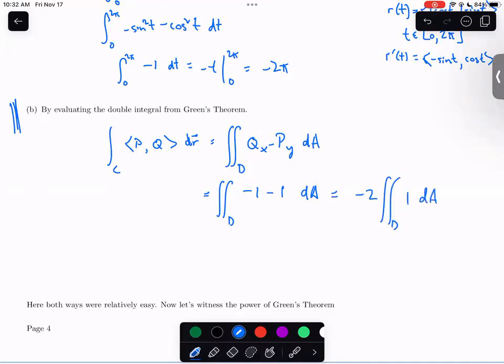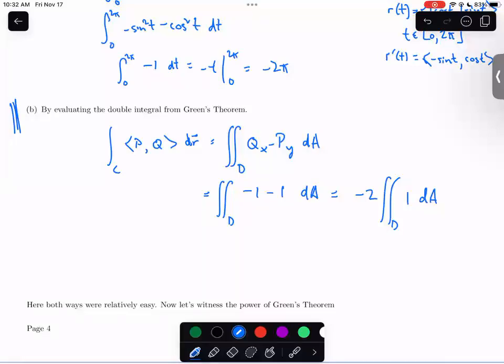And hopefully you remember, the double integral of 1 is a nice geometric thing. Does anyone remember what quantity this is? From like 15.2 or so? Area, yeah, exactly. So this is just area. The triple integral of 1 is volume. The single integral of 1 ds was arc length. The double integral of 1 dA is going to be area.